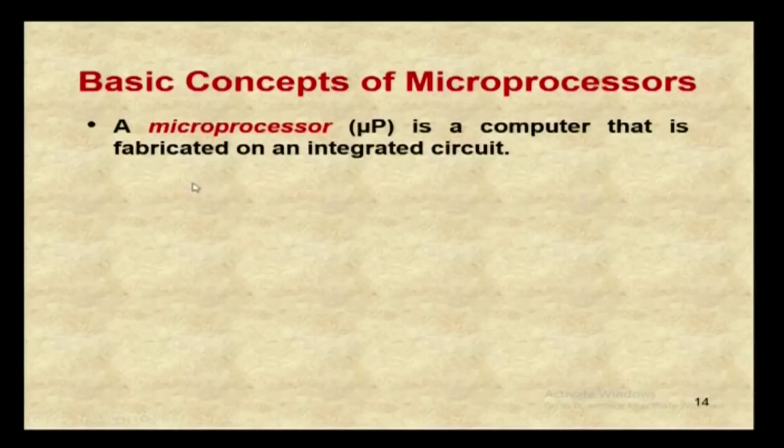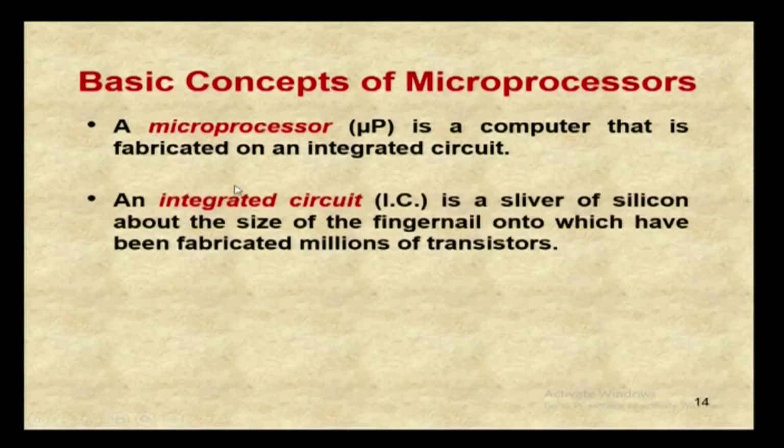It started in 1970, and every year performance is improving. So, it is basically a computer on a single IC. What is meant by an integrated circuit? It is a small silicon chip, and the size is very small, about the size of your fingernail. We have the technology to fabricate millions of transistors, so we can put the entire computer in the size of your fingernail.